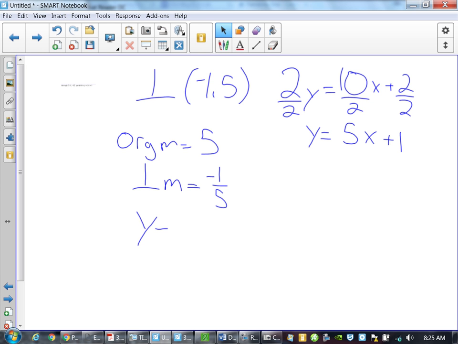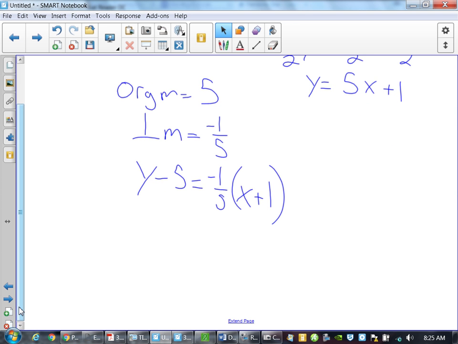Y minus 5 is -1/5 x. Can I write it as just +1 right away? Okay. Distribute, very good. So we have y minus 5 is -1/5 x minus 1/5.